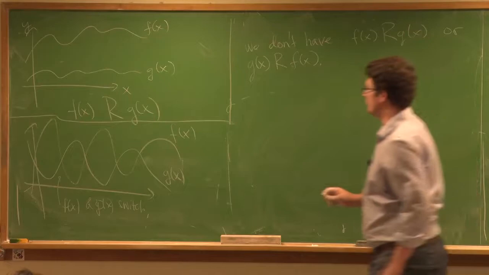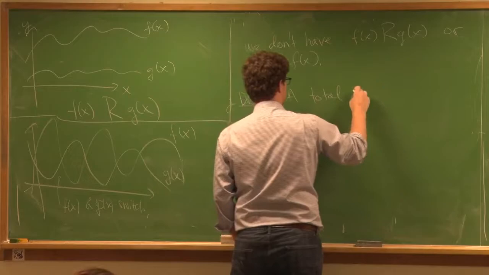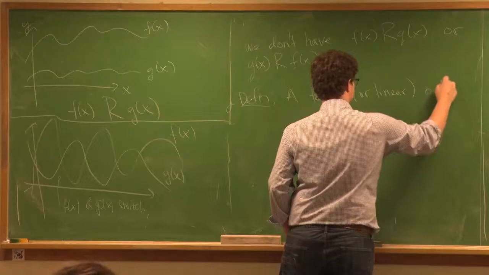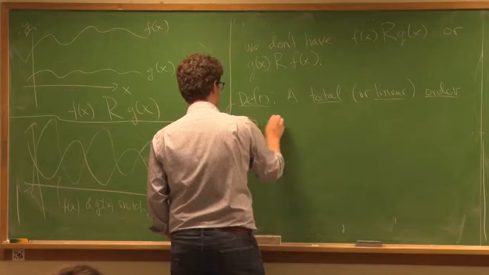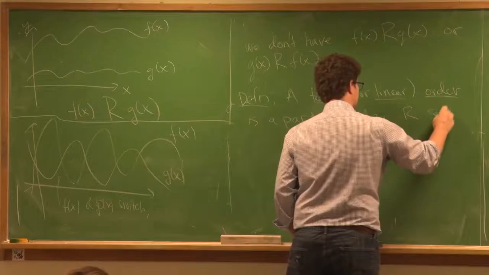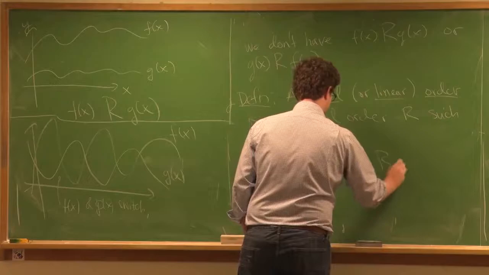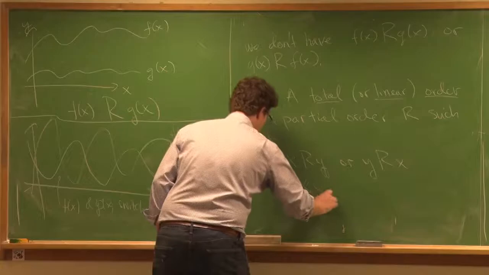So let me just give you another definition. A total or linear order is a partial order such that we either have x is related to y or y is related to x, for all x and y. Okay, so that's the definition of a total order.